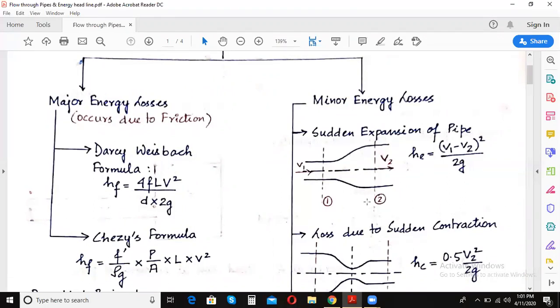Okay. So what happens after this expansion? The diameter or the cross section of the pipe has increased to some extent. In that case, what will be the loss of head?